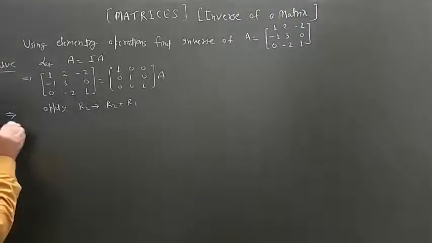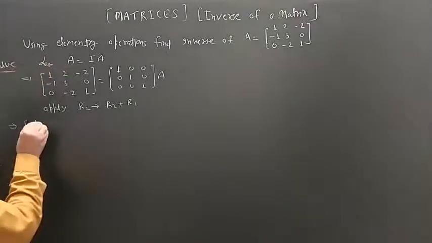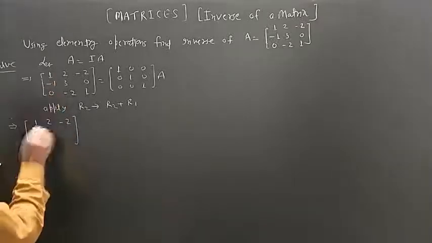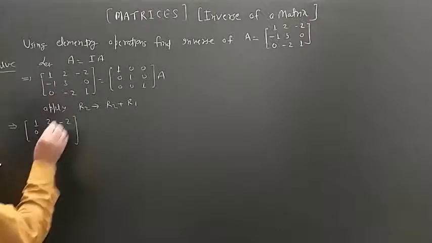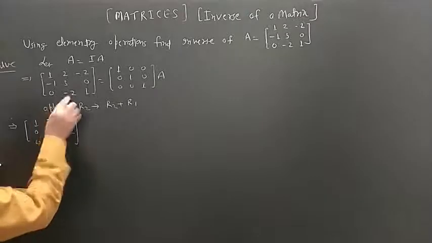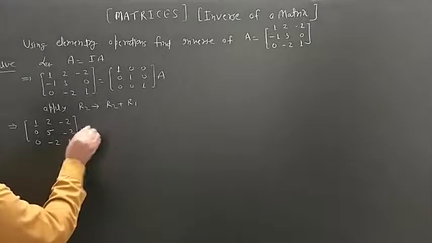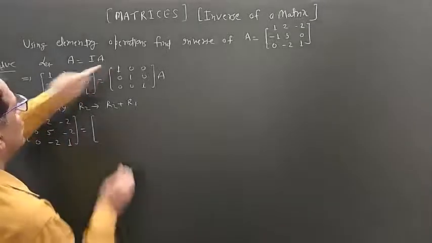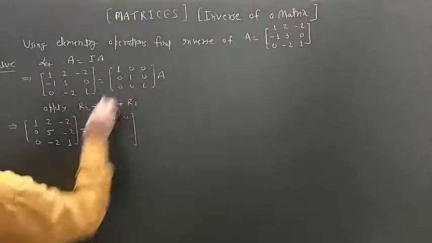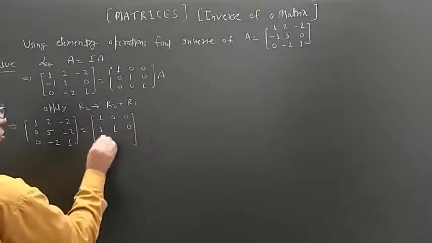Apply this property. We have now 1 2 minus 2. There is no change in first row there. In second row, minus 1 1 0 3 2 5, 0 2 minus 2 minus 2, and in third row 0 minus 2 1. In right hand side again, there is no change in first row because we are applying operation in second row. So 0 plus 1 become 1. This is 1 again. This is 0 0 0 1.